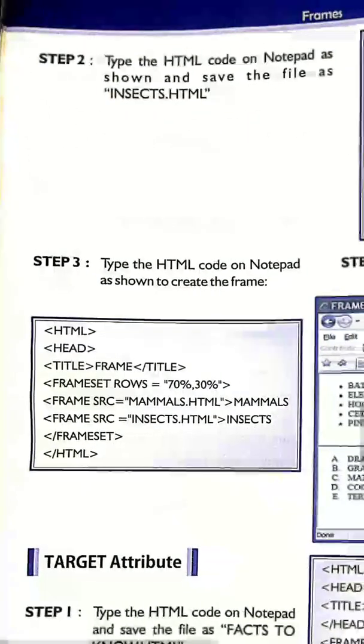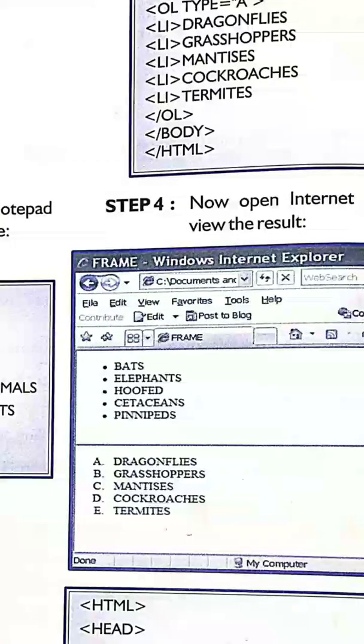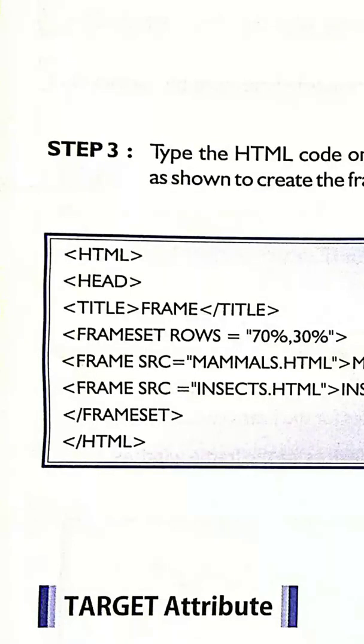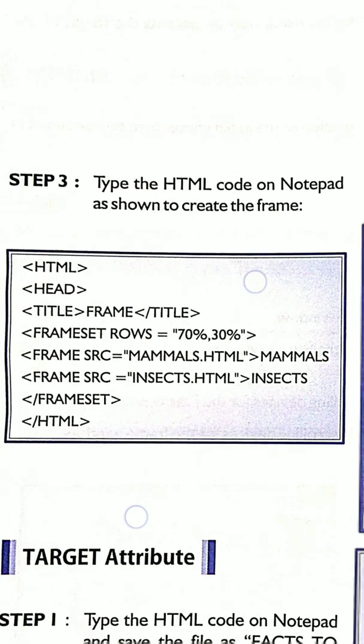Here you can see the output of this program. Bats, elephants, or mammals are a separate HTML file, and dragonfly, grasshoppers, or insects are a separate HTML file. These are all linked by using this frameset tag. The frameset tag takes mammal.html and displays it in the 70% section, and it takes insect.html and displays its output in the 30% section.